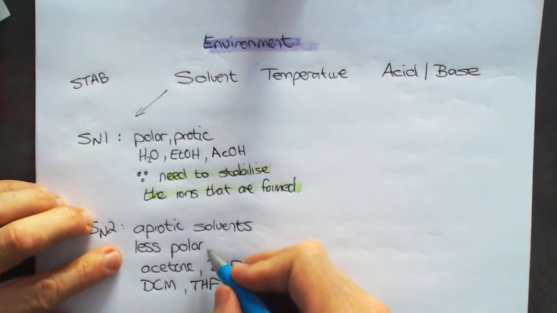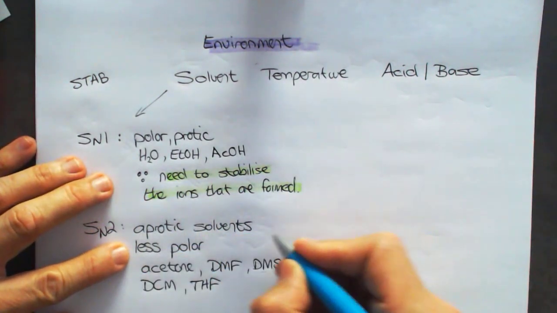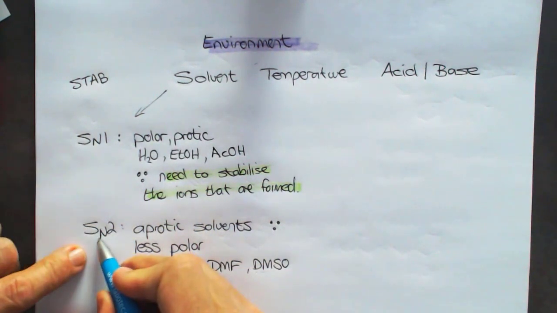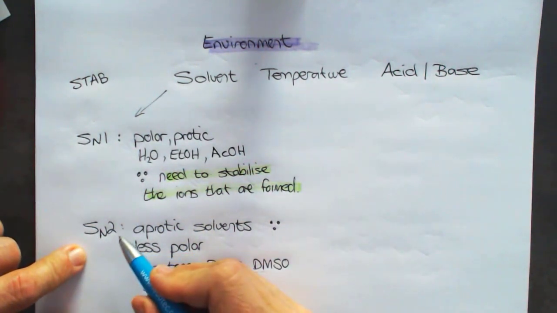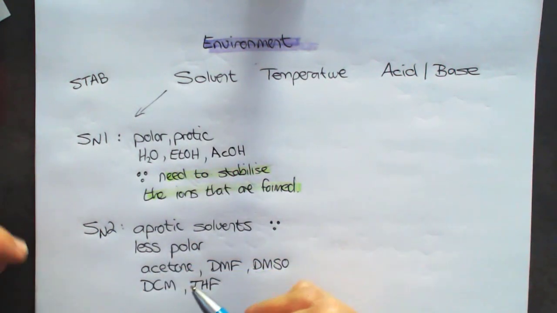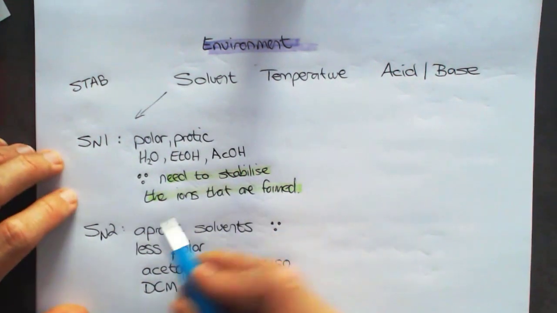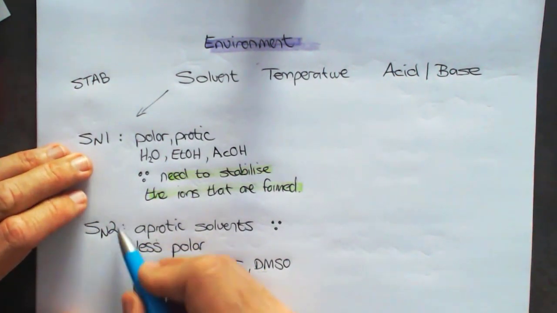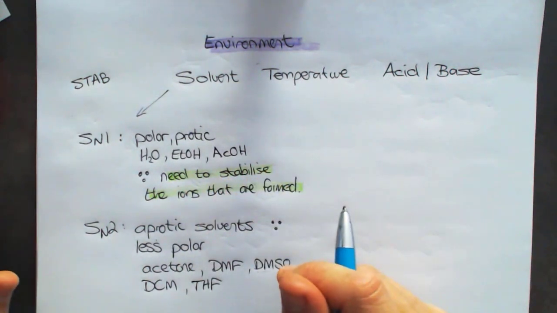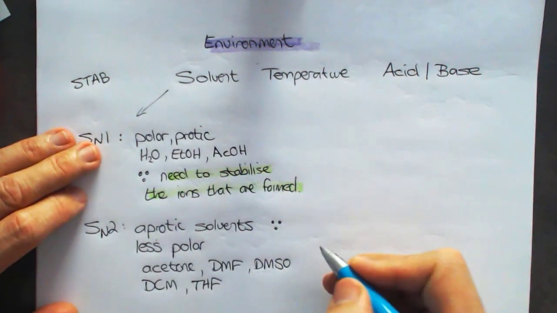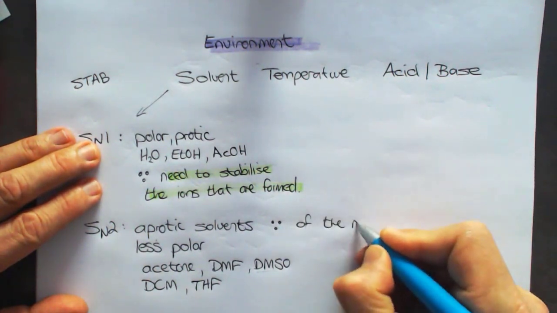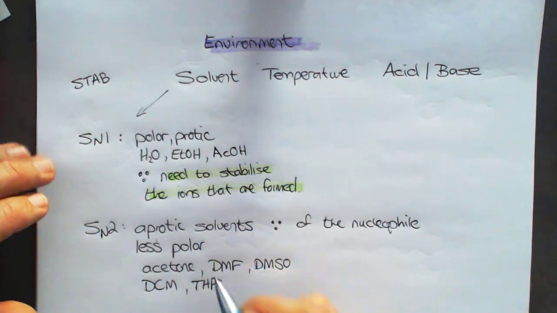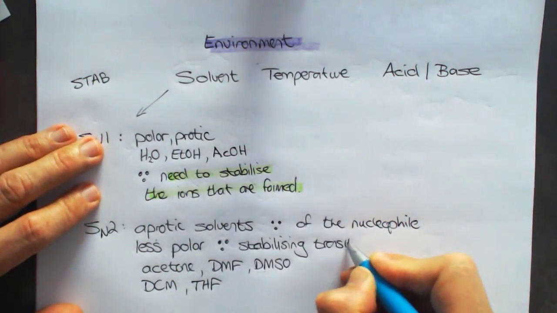Why aprotic? Aprotic is because typically SN2 reactions involve using a good nucleophile, and nucleophiles tend to be sort of basic. They might have a negative charge, and a protic solvent is just going to go and protonate that, so it wouldn't react. So SN2 reactions often need to have that sort of strong base present, and a protic solvent would be a problem.